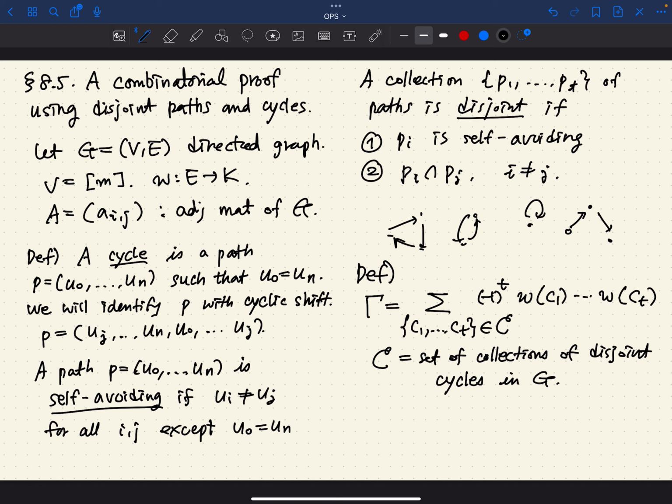And finally, gamma_{i,j} is the generating function for all pairs, now it's a pair, so a path and a collection.